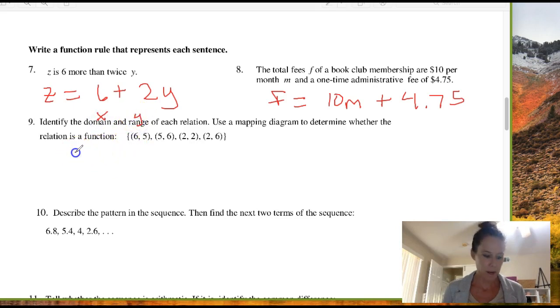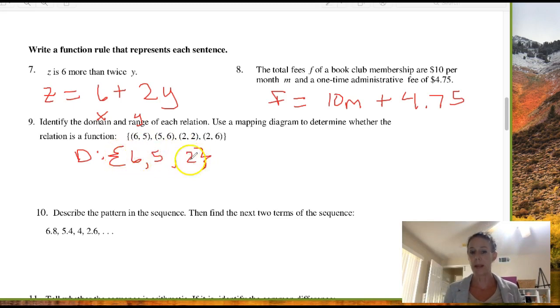So my domain, D for domain, I'm just going to write the set of all my domains, my x values. Here's the x value in this point, 6. My x value here is 5. My x value here is 2. And then my x value here is 2 again. I don't need to write it again, I've already written it. So 6, 5, and 2 are the domain. Those are my x values.